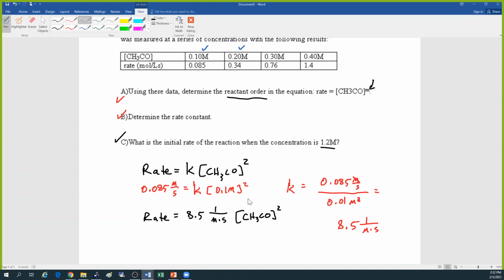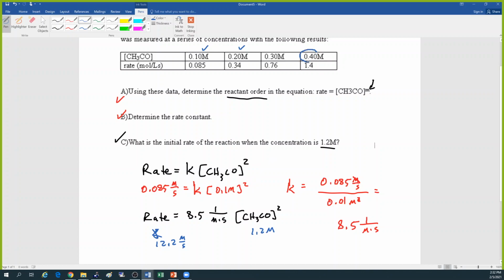Well, now we have a function, right? So we can just plug in a number here and output a number here, right? Now that's simple. And so we would just take 1.2 squared and multiply that by 8.5, and then our answer comes out to be about 12.2 molar per second. Wait a second here. Yeah, that makes sense.